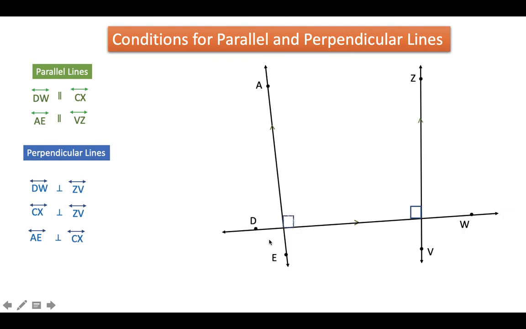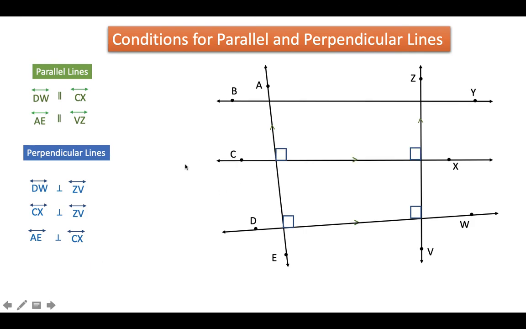And lastly, this one, since ZV is perpendicular to DW, AE will be perpendicular also to DW because AE and ZV are parallel. So we can write line AE is perpendicular to line DW. And these are the conditions for the lines to be parallel and perpendicular.